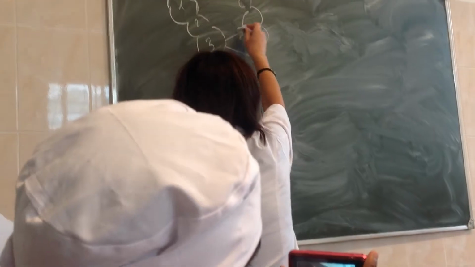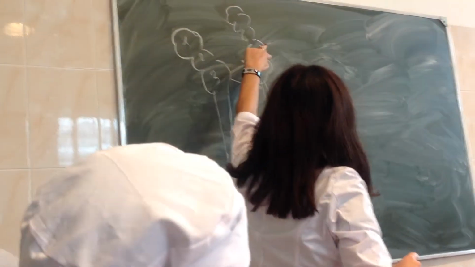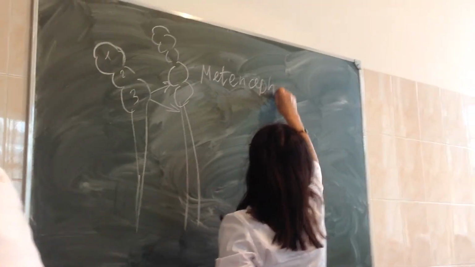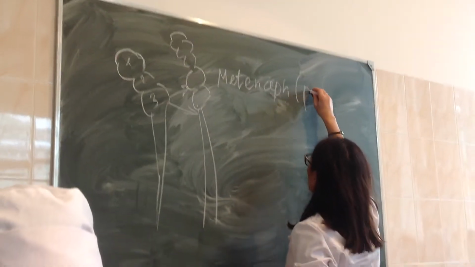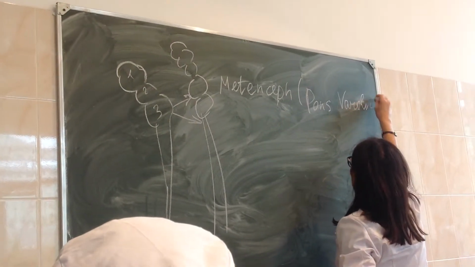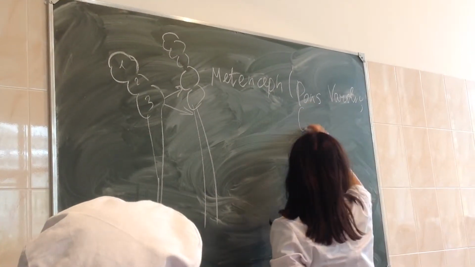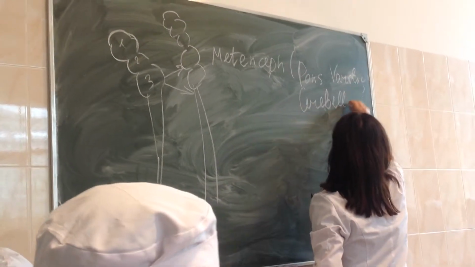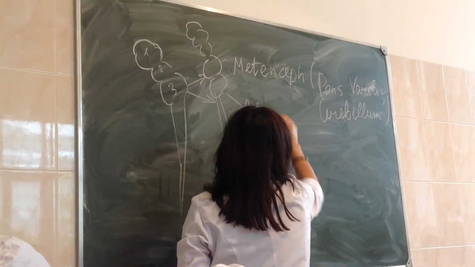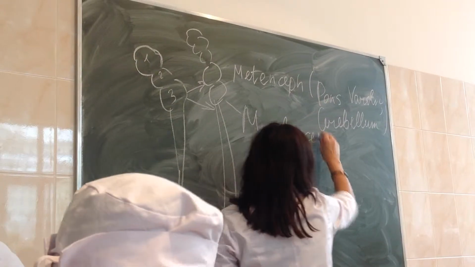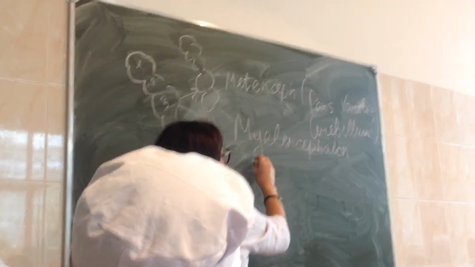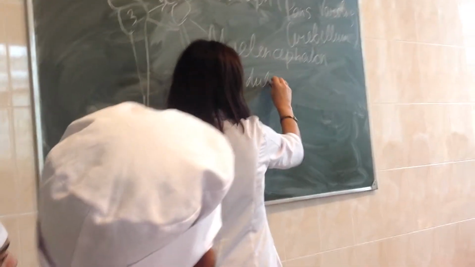The first brain vesicle differentiates into metencephalon, which comprises what? Pons Varolii and cerebellum. Together they form metencephalon and myelencephalon. Myelencephalon has other synonyms: medulla oblongata.